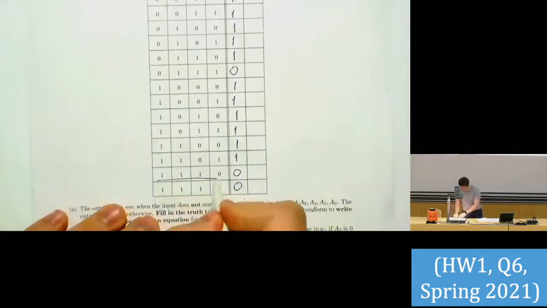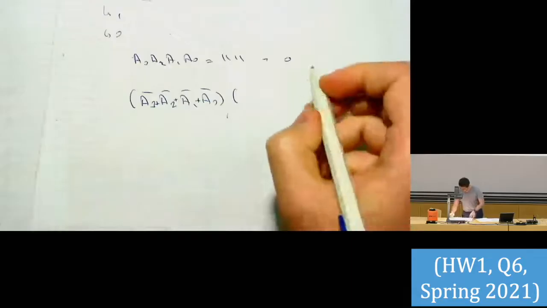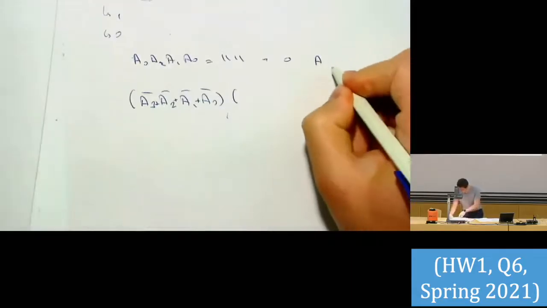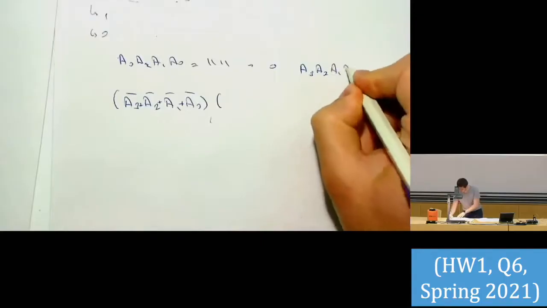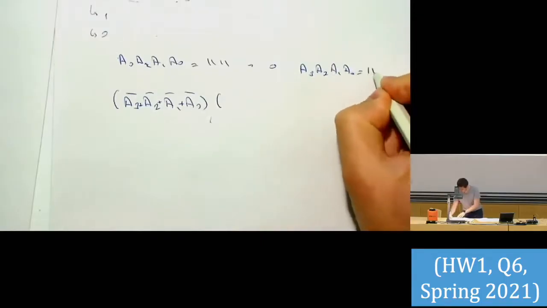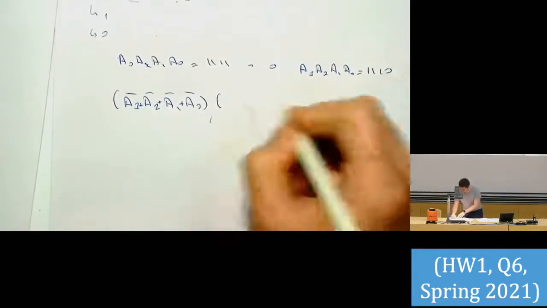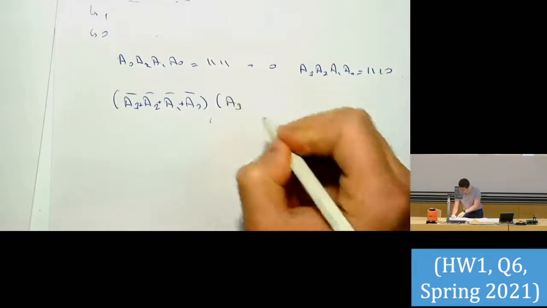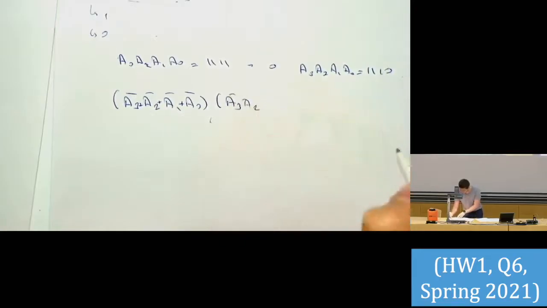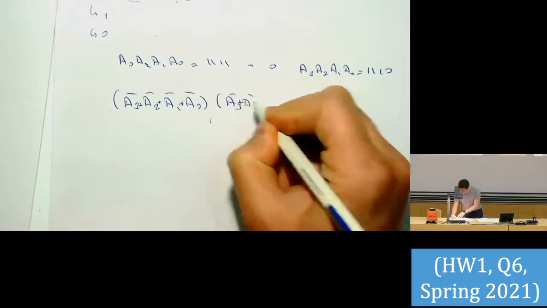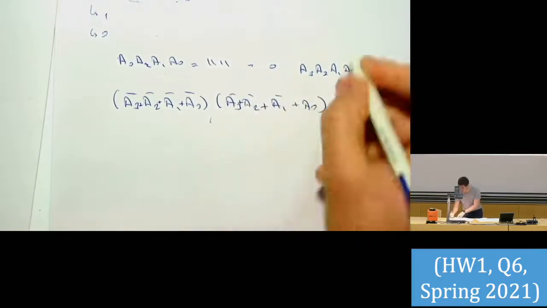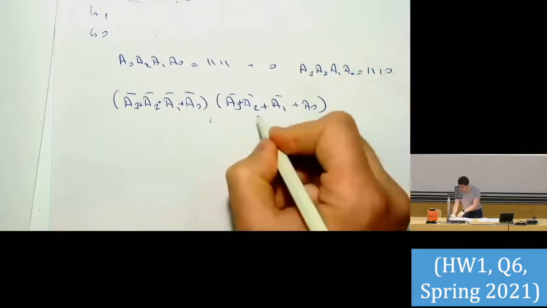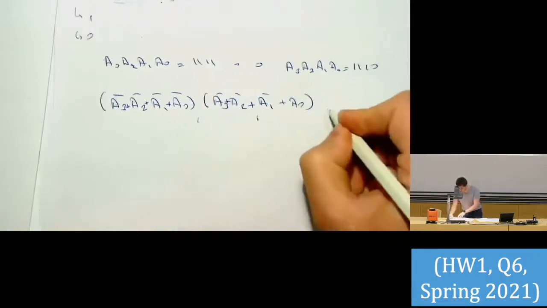Another term will be for this. So what it is basically, A3, A2, A1, and A0 is 1, 1, 1, 0. So how can I write it in a term? It is basically A3 not, A2 not, A1 not, or A0. So if you put 1, 1, 1, 0 here, then this will become 0.